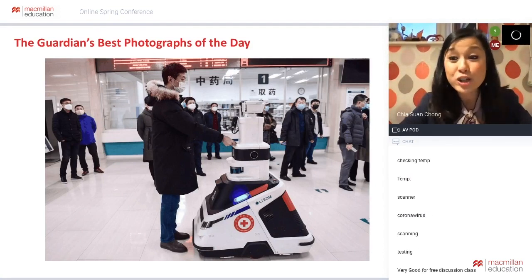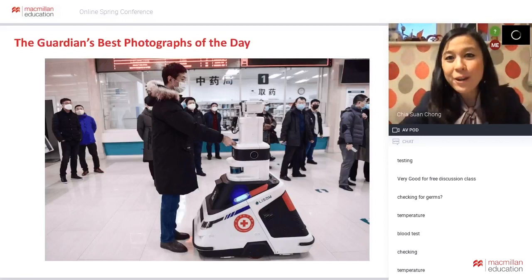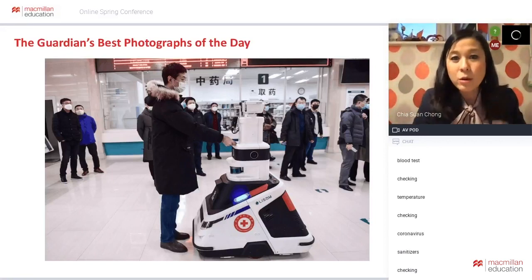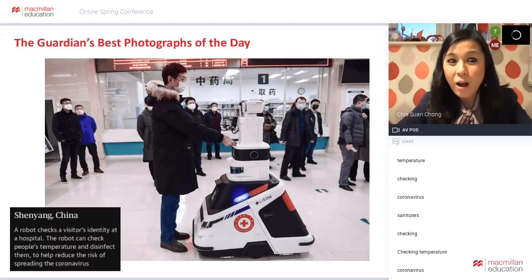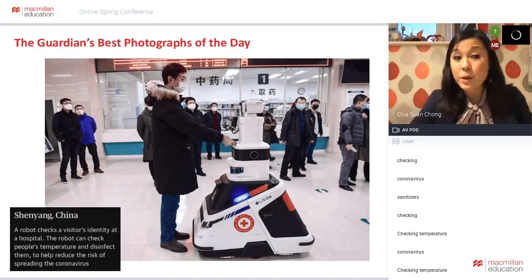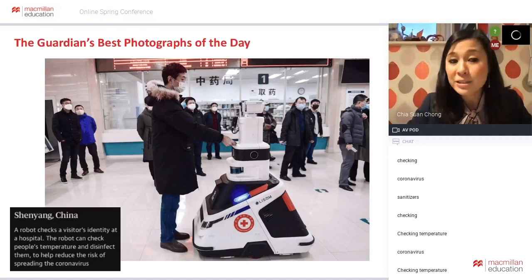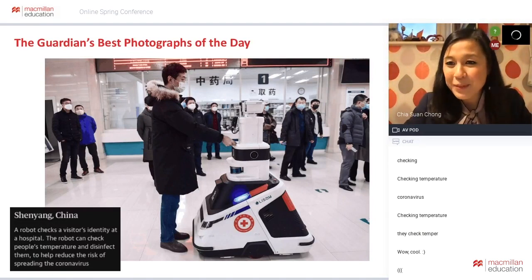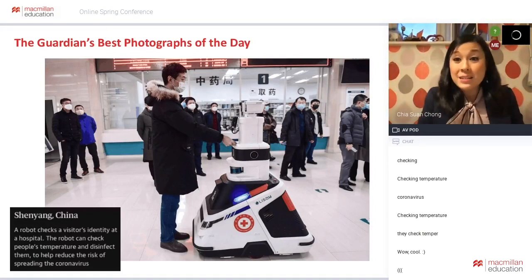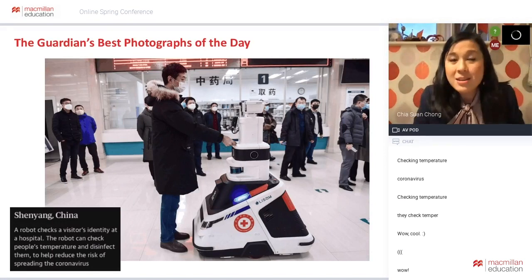The robot is checking the temperature, a great way of not having any human contact so that you don't pass the virus on to a healthcare professional. You use a robot instead to check the temperature and to disinfect them as well. If you look at this, it says it's in Shenyang, China. The robot can check people's temperatures, and not just temperatures, it can disinfect them to help reduce the risk of spreading the coronavirus. Obviously, this is last week's, like Thursday's news. So this is very, very current.